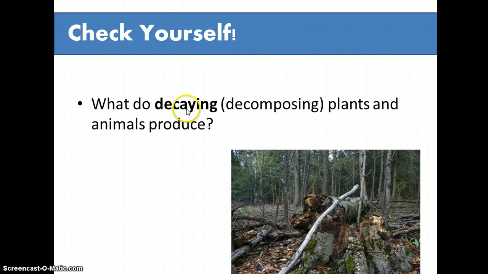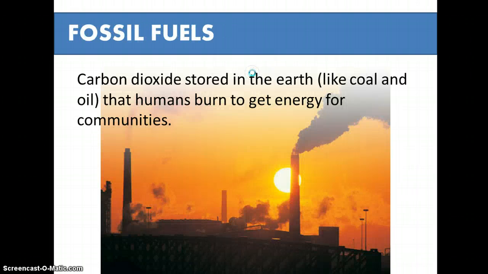What do decaying, which means decomposing, plants and animals produce? What happens when decomposers decompose this dead biotic material? It will produce fossil fuels. And here's the definition of fossil fuels that I'd like you to write down and add to your notes. It's the carbon dioxide stored in the earth like coal and oil that humans burn to get energy for communities.